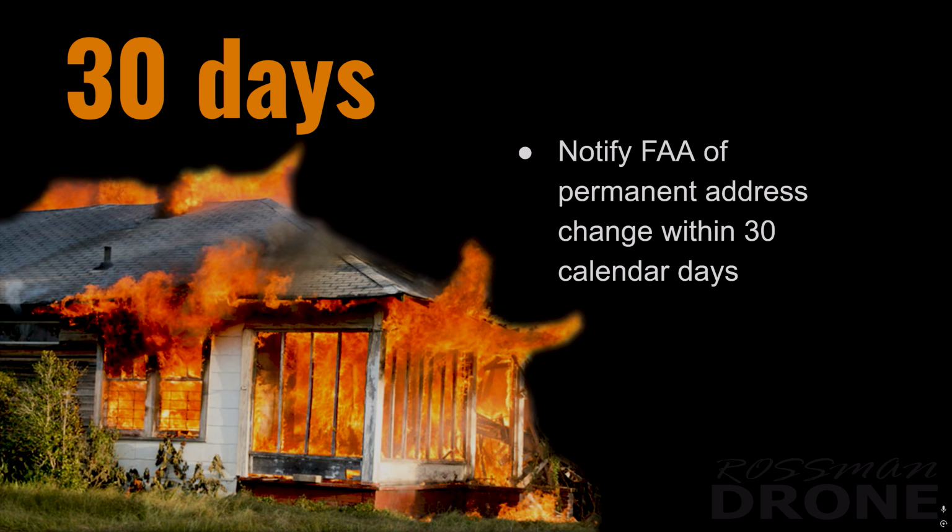30 days. Now, this is the amount of time that you have to notify the FAA of a permanent address change. So you've got 30 days to let the FAA know that you either moved to a new home address or your house burned down and you had to get a new house somewhere. But you've got 30 days to notify the FAA of any permanent address change.